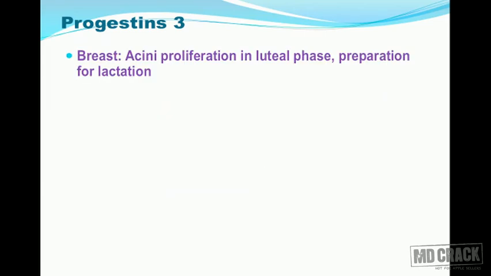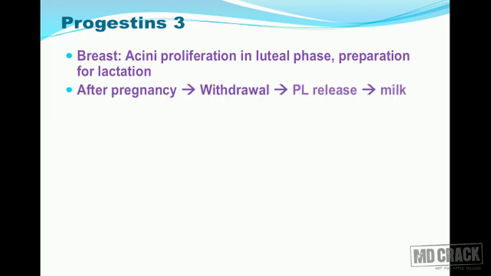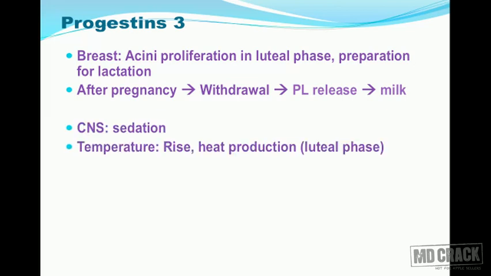As far as the breast is concerned, there's acini proliferation in the luteal phase, and there's preparation for lactation. After the pregnancy, that's after the childbirth, there is a sudden withdrawal of progestins that leads to prolactin release, and this is the stimulus for milk secretion. In the CNS, they produce sedation, they produce a rise in the temperature. That's why there is raised body temperature, heat production, in the luteal phase.